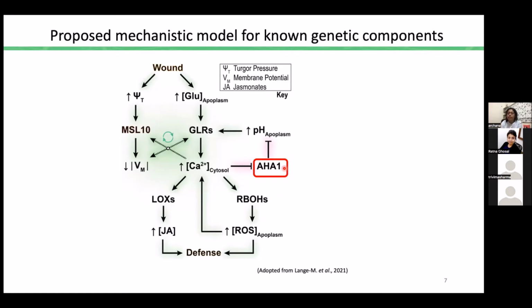There are several members of these proton pumps, and I found that plasma membrane proton pump 1, which we call AHA1, is inhibited by cytosolic calcium, which increases the repolarization phase. So if calcium inhibits the proton pump, the membrane remains in the depolarized phase for a very prolonged time, and this again leads to the activation of GLR and this increase in cytosolic calcium.